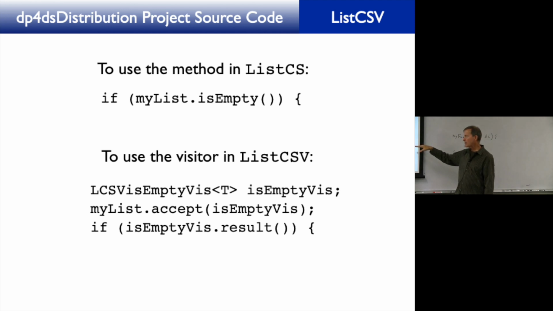Okay, so the precondition for result is that accept has been executed on the visitor. Why then do you even need, because we have the list CS visitor, is empty visitor, is empty viz, an attribute called result, which is a Boolean? Yeah, we'll see. Why do you even need to have that instead of just return true? Well, because accept is void.